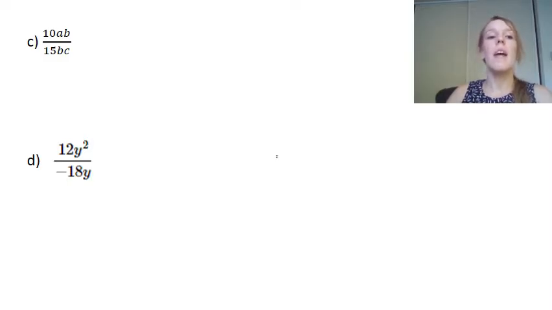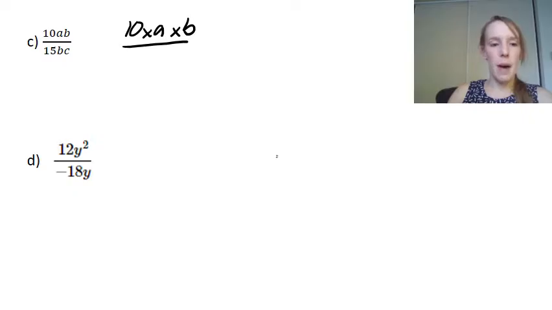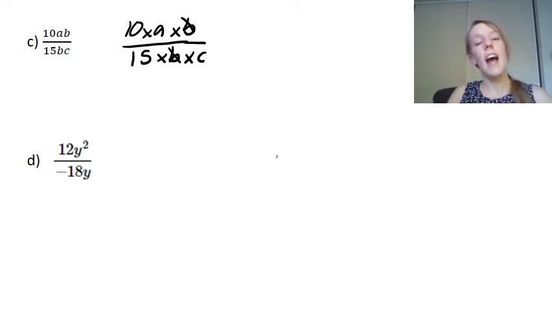Okay, so now we've got some division examples. So here we've got 10AB divided by 15BC. So we've got 10 times A times B being divided by 15 times B times C. So the first thing we're going to do is we're going to cancel any common factors. So we've got a B at the top and a B at the bottom, so we can cancel those. The other thing we've got is the 10 and the 15. And we can cancel those out by finding their highest common factor, which we know is 5. You can list all the factors of 10 and 15 if you need to. If not, you can just do it in your head.